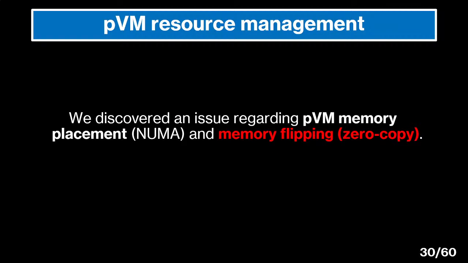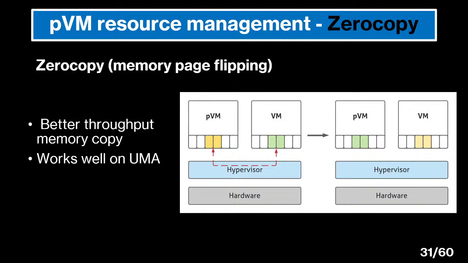However, when we were carrying out our experiment, we discovered an issue regarding the placement of the memory resources of the privileged virtual machine on NUMA architectures, and the technique which is used to transfer information between the backend and the front end inside the virtual machine, which is known as zero copy, which consists of memory page flipping. So let's summarize rapidly what zero copy is.